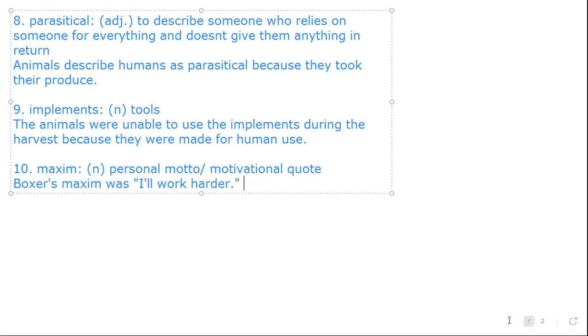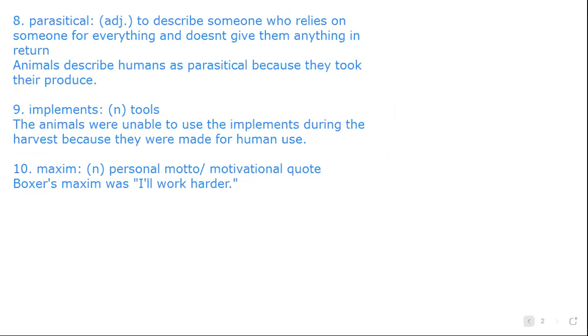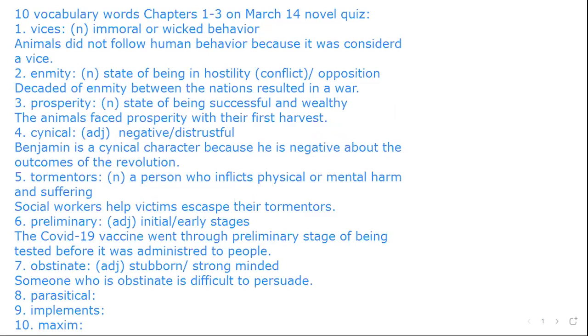Okay, so again, looking at page 1 and page 2, I'm going to save them, and I'm going to maybe also post them for you guys on the group so that you could look at them for definitions. These vocab words are going to be included on our quiz on Sunday, March 14th. That's going to cover chapters 1, 2, and 3 of Animal Farm. That is going to include those 10 words.